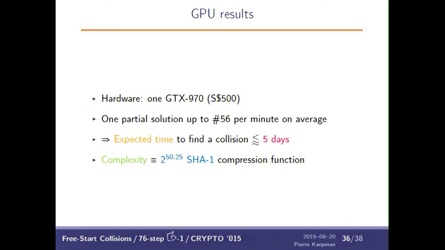So the results we got: as I said, we just had one single, quite cheap GPU. With one GPU, you can generate partial solutions up to step 26, one per minute on average, which is quite nice. And because we know the probability of following the path from step 56 to the end, we can have a very good estimate of the complexity of the final attack. This is about 5 days, slightly less, like 4 days and a half, and the equivalent complexity is about 2 to the 50.25 SHA-1 compression function computations.